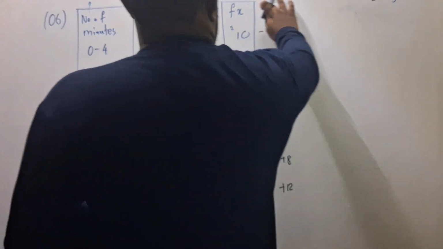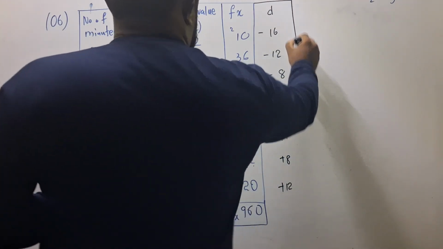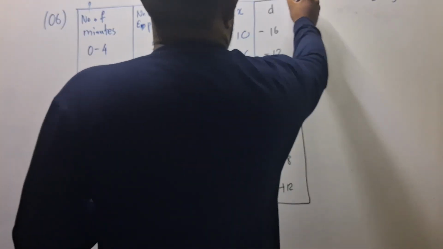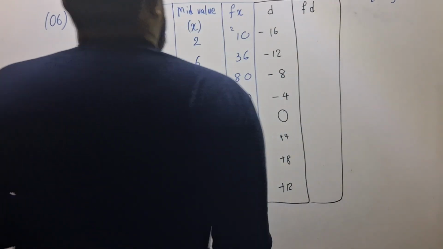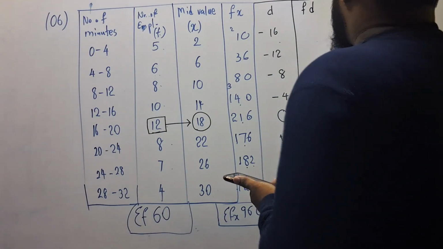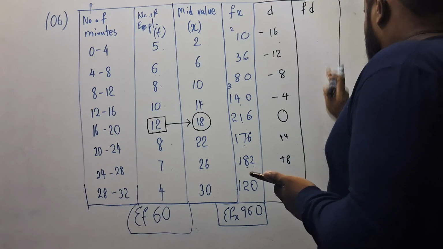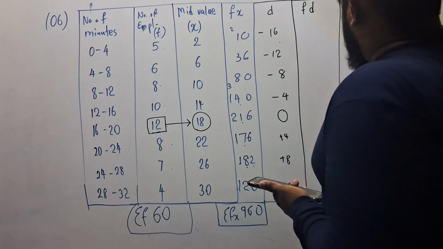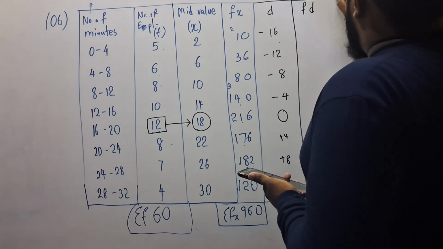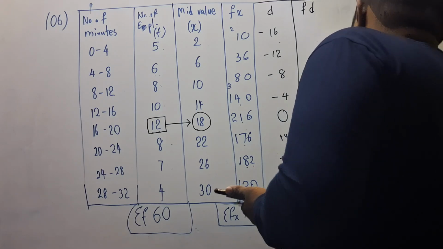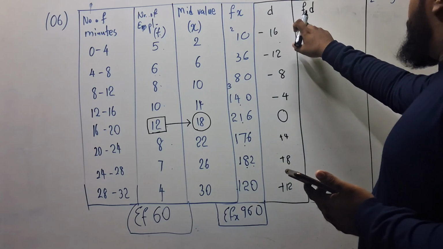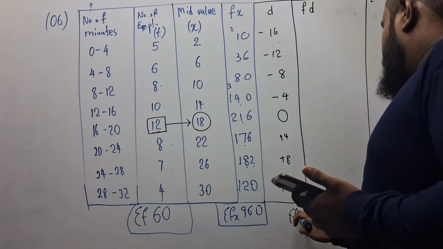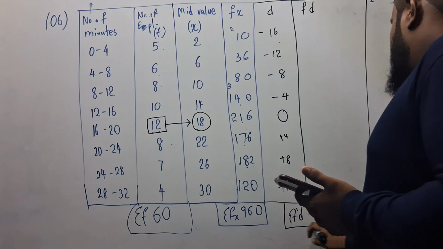Then we need the FD column. What is the FD column? This is f, this is d. 5 into minus 16. We are writing minus values closer to the right side and plus values closer to the left side. And there's f, so we have to put sigma fd. When there is f, you have to put sigma.